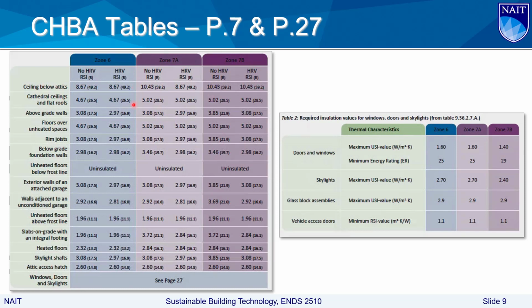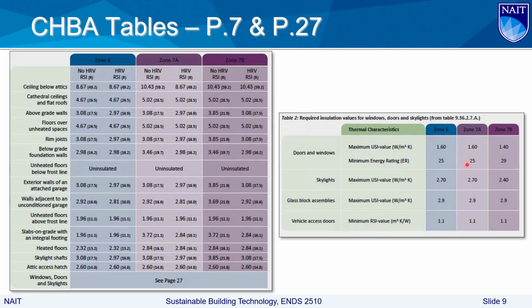And we are in the 7A zone in Alberta, and here is for the building with HRV, and here are the numbers under that column for the building which has not installed an HRV. That's why it gives us the freedom to have a lower R value. As you can see, for the windows and doors, here it says page 27. Here is page 27, as I mentioned.